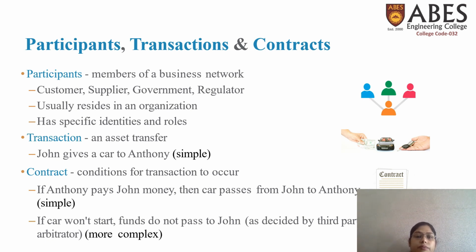What is a contract? So there are three terms: participants, transaction, and contract. What is a contract? These are the conditions. Only after completing that particular condition is the transaction going to happen. For example, if Anthony pays John money, then the car passes from John to Anthony, right? This is a very simple deal: I have gone through the car and I decided that yes, I will be purchasing this car. So I will be giving him the money he is demanding, and then he is transferring the paper of the car to me. I am the new owner of the car, right?